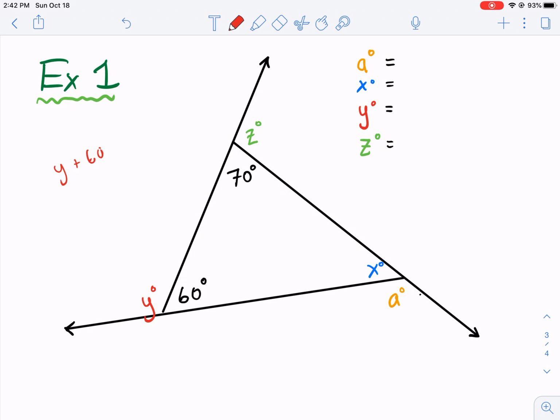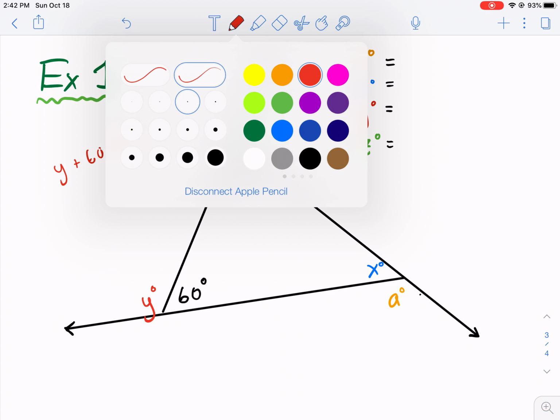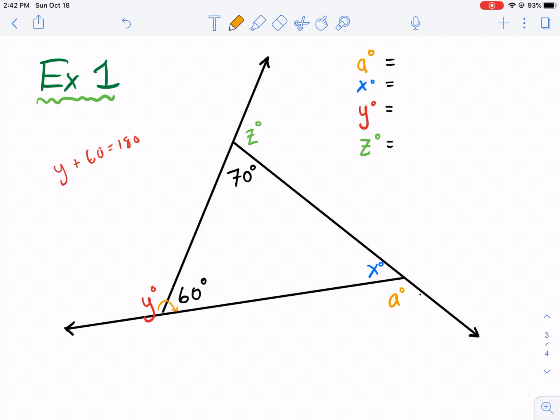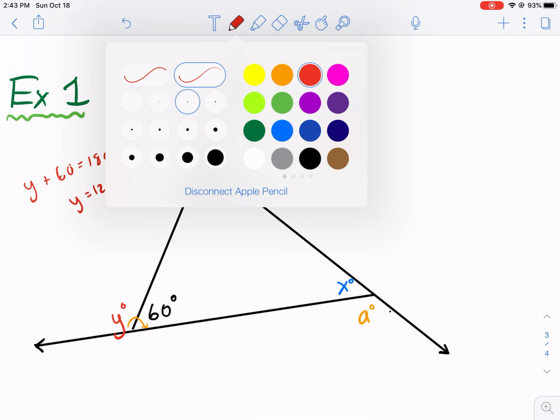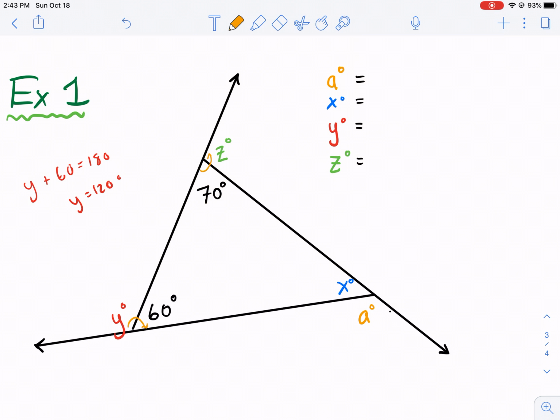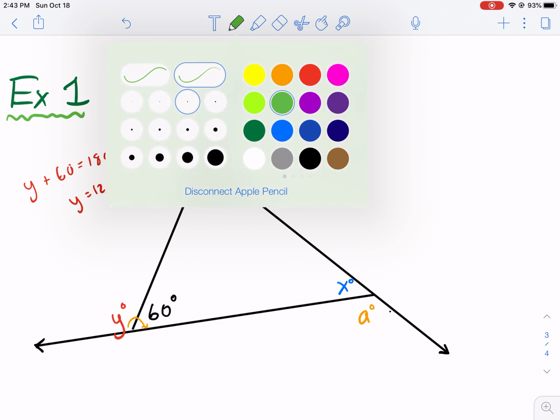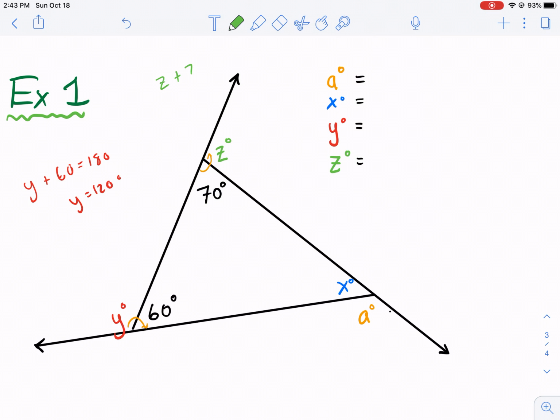But y, we know, plus 60 is going to equal 180 because they're supplementary. They form a linear pair here, so they add up to 180. So clearly we know that y, which is red, I should stick with red, y equals 120. I'm not going to write it in because I'm going to show you another way to do it. And z we could easily find because z is also supplementary, a linear pair with 70. So z plus 70 equals 180, so z equals 110. Okay, so we have that one.